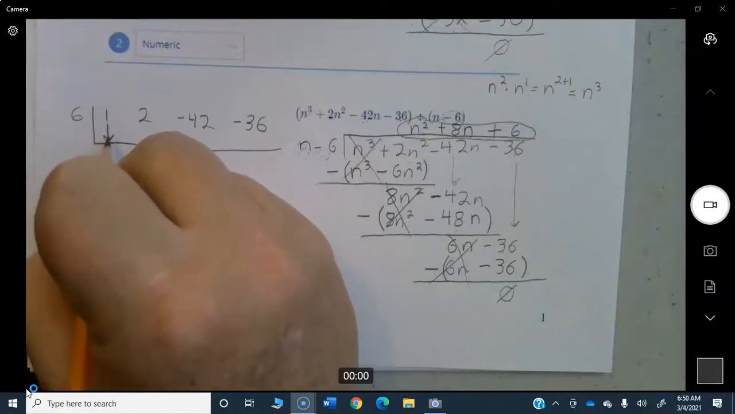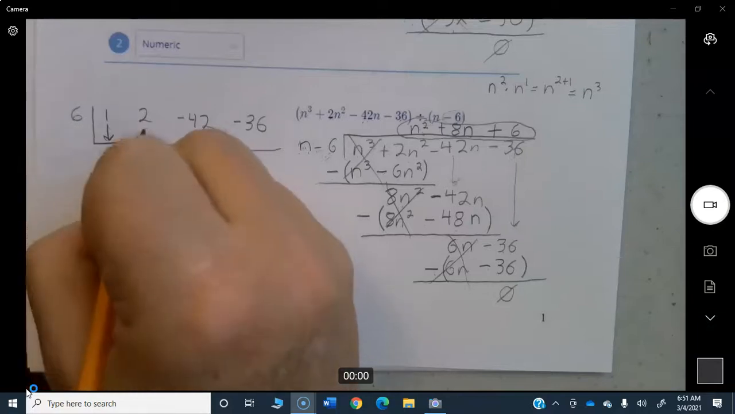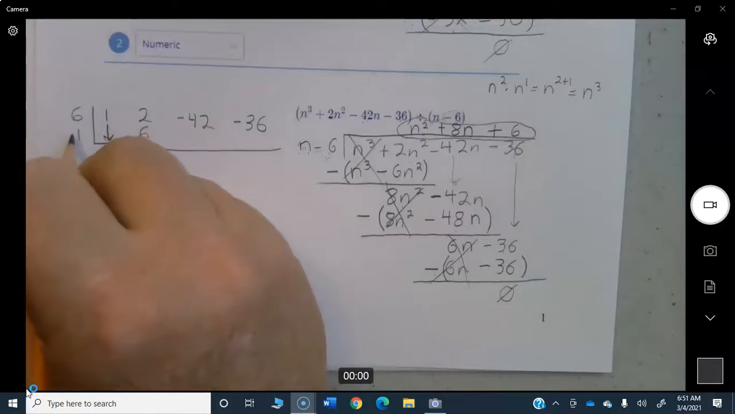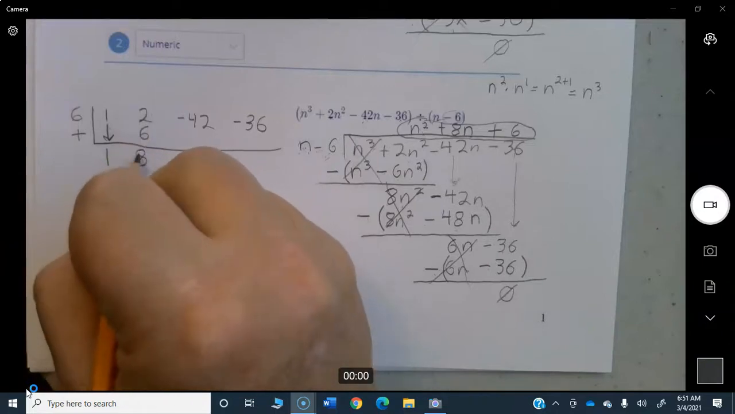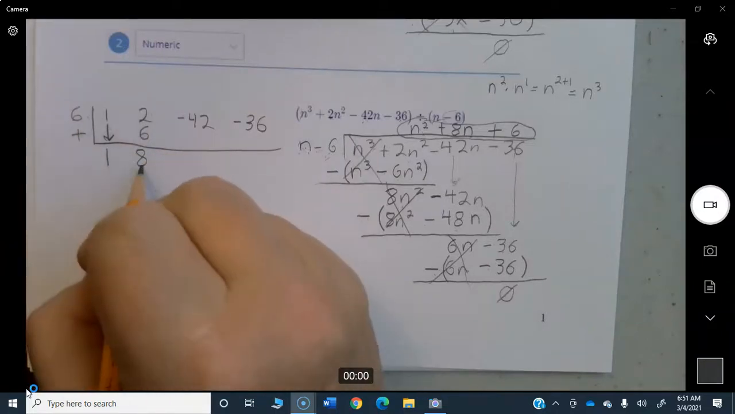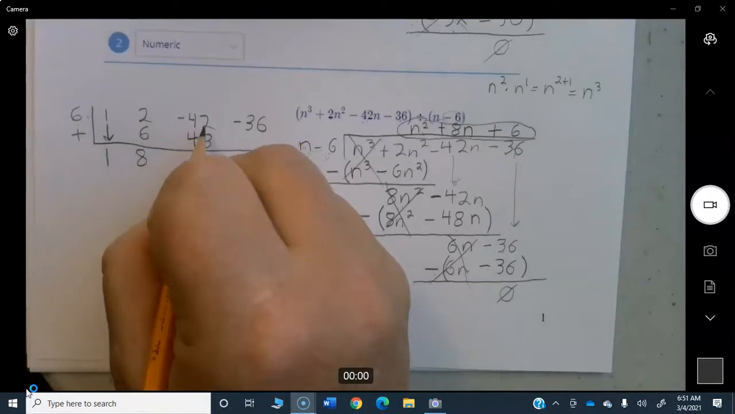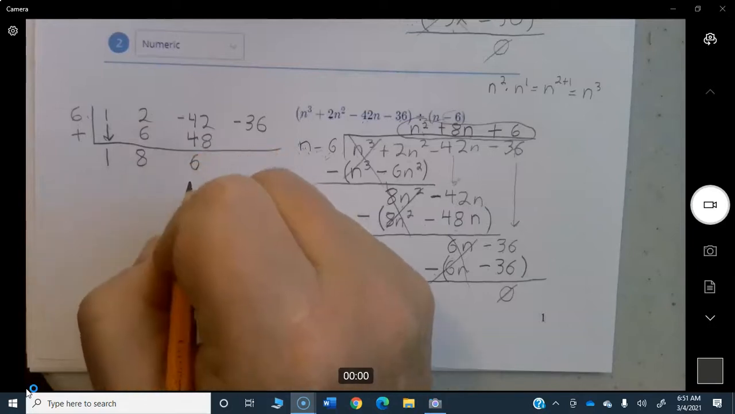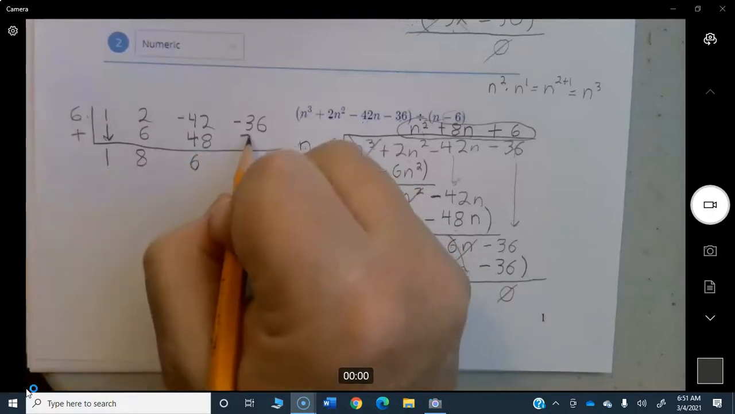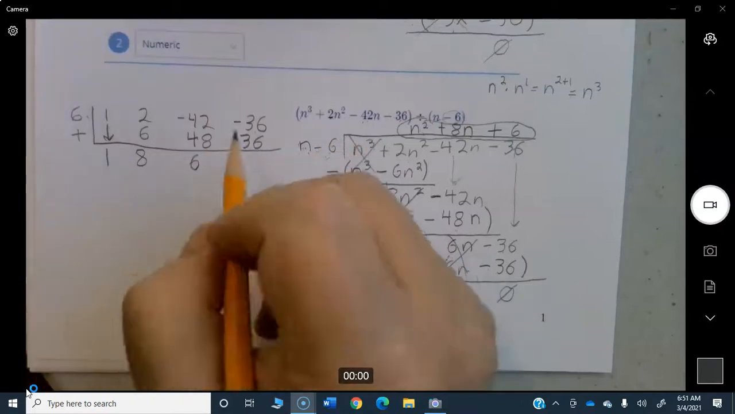All right. You pull down the first term, so a 1 just comes straight down. 6 times 1 is 6. This is an addition here, remember, of everything. So 2 plus 6 is 8. 6 times 8 is 48. Negative 42 plus 48 is going to be 6. 6 times 6 is 36. Negative 36 plus 36 is 0.